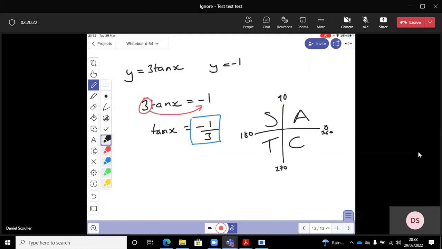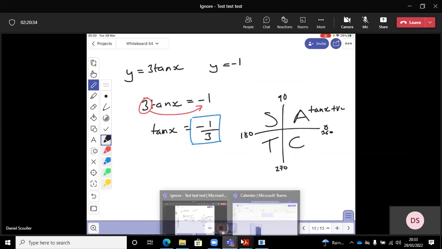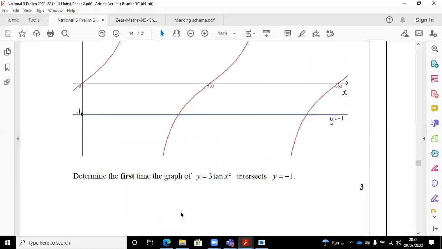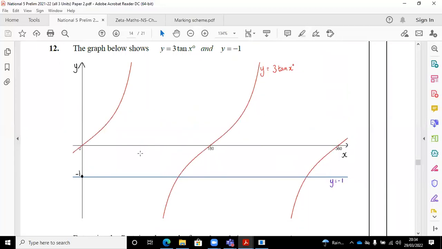So the tan graph is positive in here. The red line, the tan graph, is positive between 0 and 90. So when x is equal to 0, all the way to x is equal to 90.